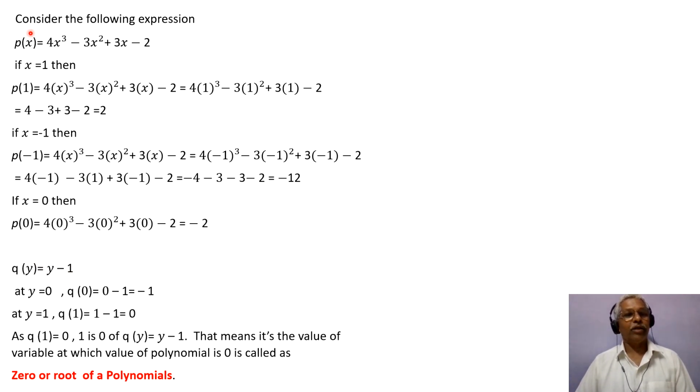For the first polynomial, for all three values we could not find the value 0. There may be some value of x, maybe a fraction, that we have not checked. We have just checked some easy values. Here we have found the value of y at which this is 0. So you must have got an idea about zero or root of a polynomial.